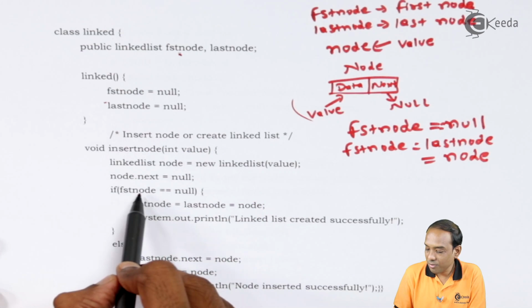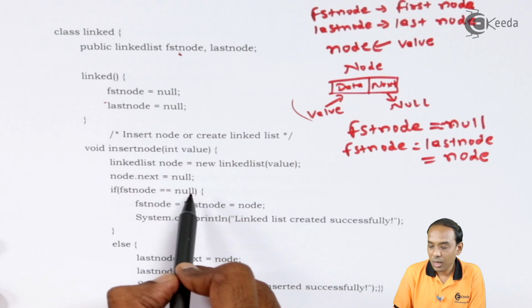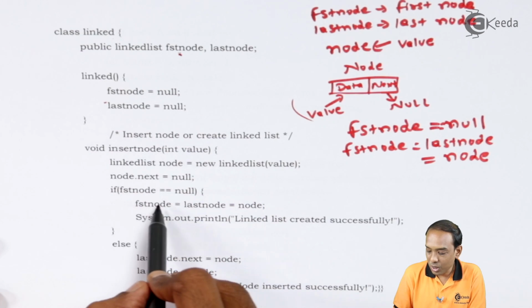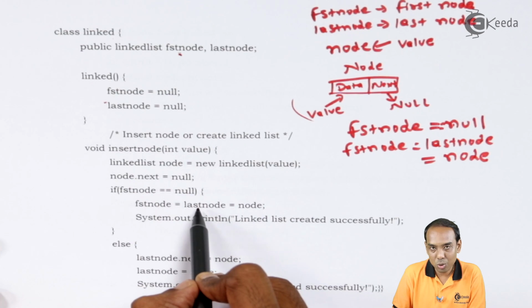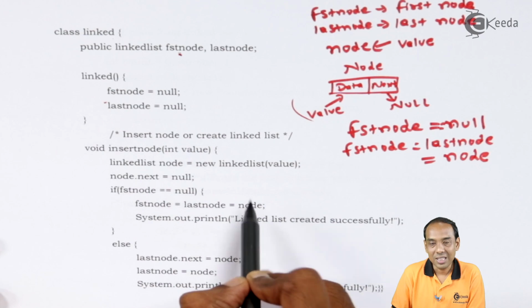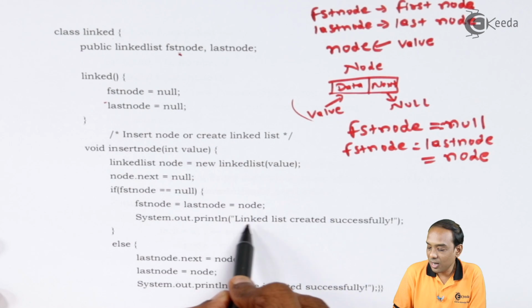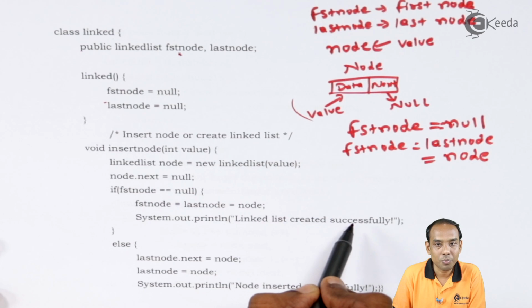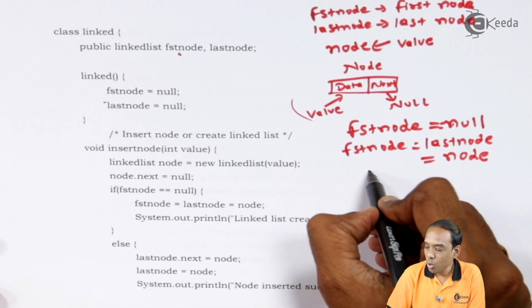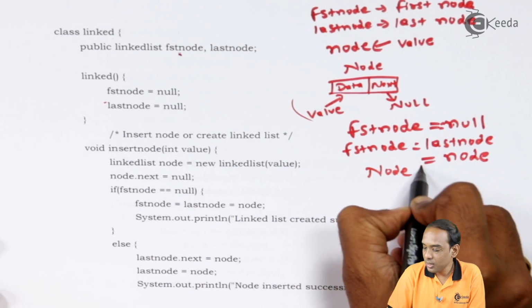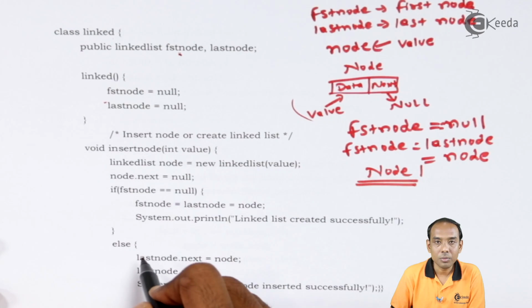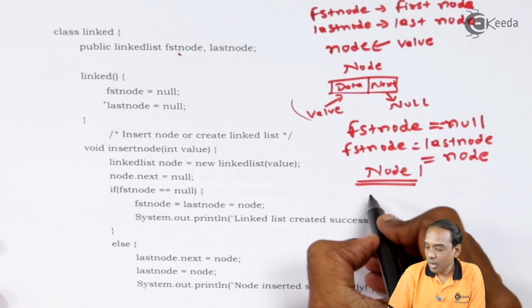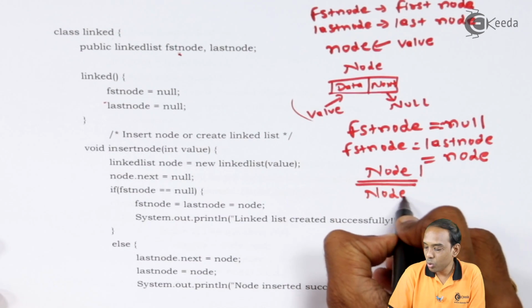Okay, so if first node is equal to null, in that case what we do, we put the value of first node equal to last node equal to node. That means we have created the linked list successfully. This is the condition that node 1 is created. Similarly, I can create node 2 also.